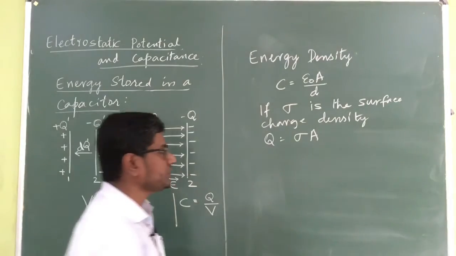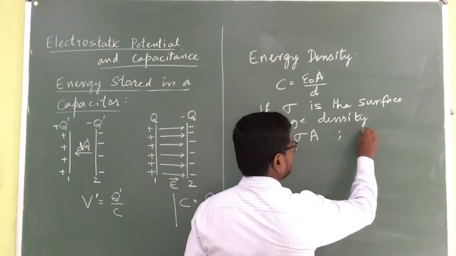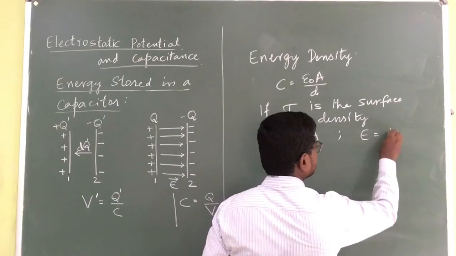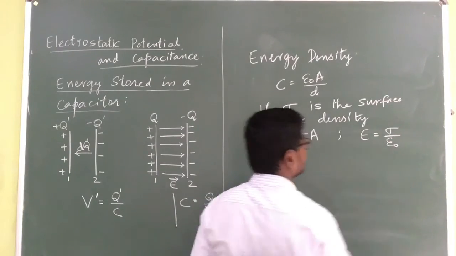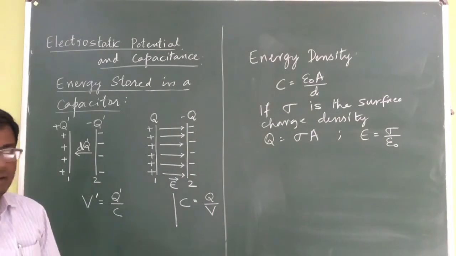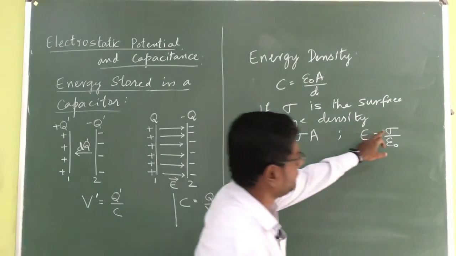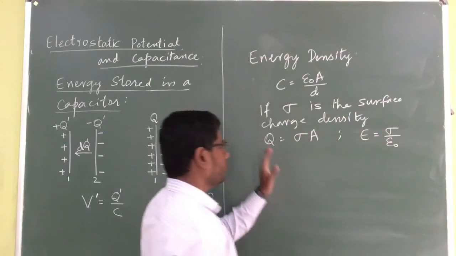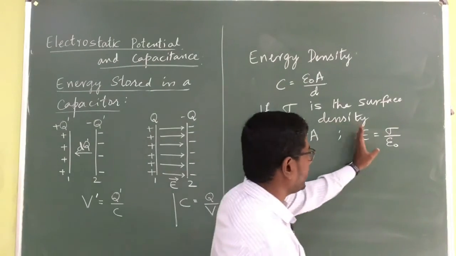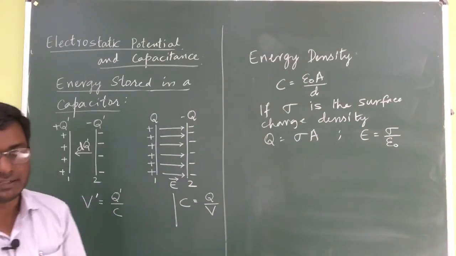What is the other thing which we can associate with the sigma that we have mostly used? E is equal to sigma divided by epsilon naught. We have seen these two equations which are in relation with respect to this sigma. One is talking about the charge, one is talking about the electric field.